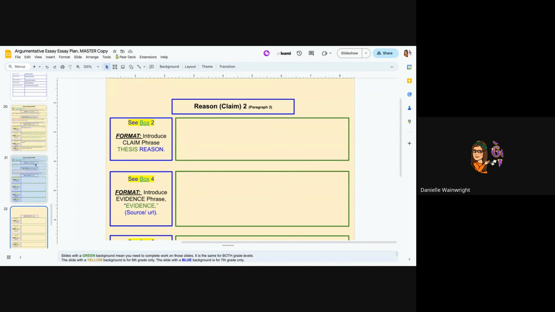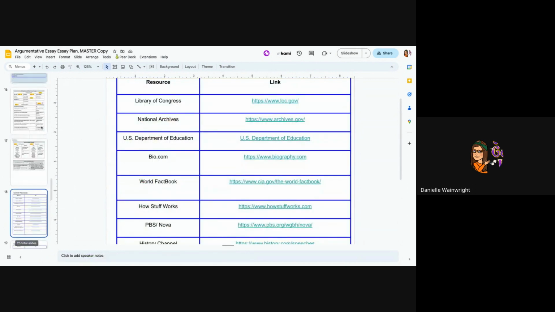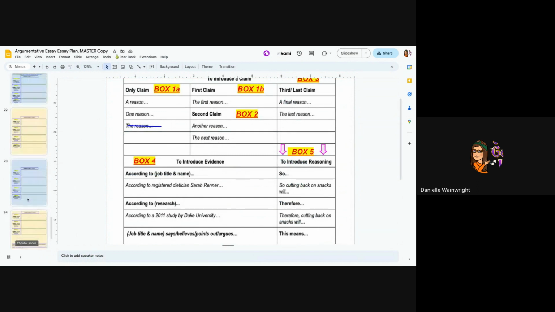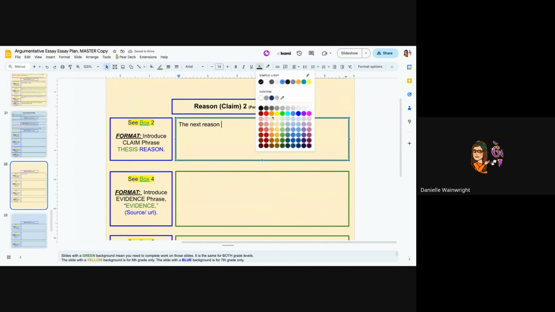So I know by going to, it says see box 2. I'm going to go to box 2, and then I can use another reason or the next reason as my introduce claim phrase. So I'm going to do that. I'm going to say the next reason, and then I'm going to type in green and put my thesis.